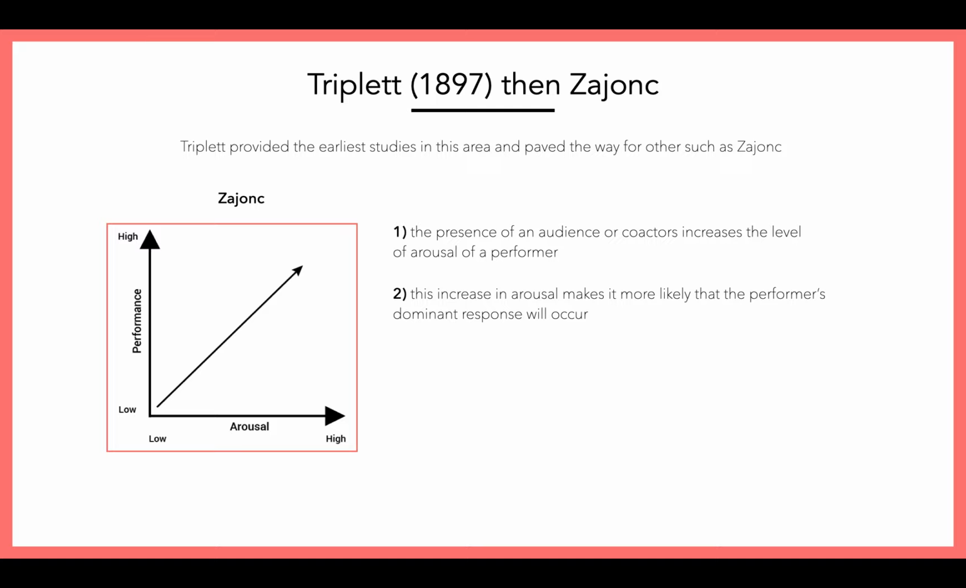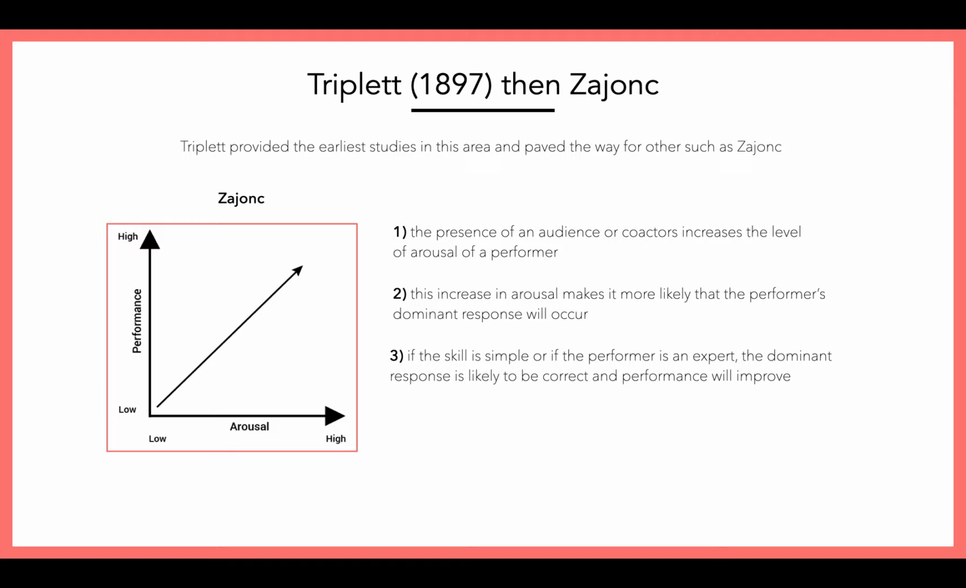So they were his first two simple statements. But he went on to say something else. Obviously, with the cockroach, as I mentioned, task complexity. Zajonc said, if the skill is simple, like a gross movement, or if the performer is an expert, the dominant response is likely to be correct. So this is where high performance might come in.